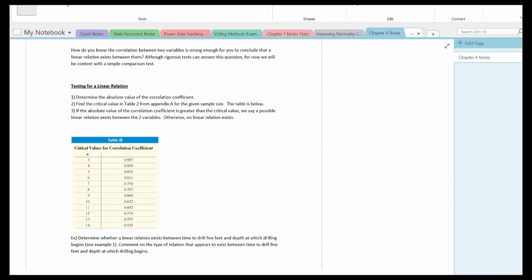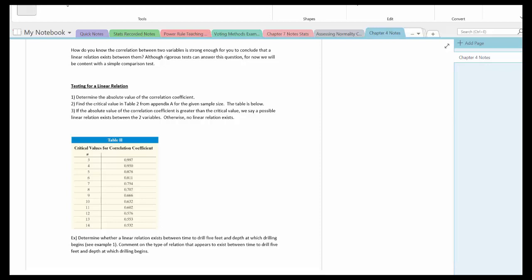Number 1, determine the absolute value of the correlation coefficient. Number 2, find the critical value in Table 2 from Appendix A for the given sample size. The table is shown below. Number 3, if the absolute value of the correlation coefficient is greater than the critical value, we say a possible linear relation exists between the two variables. Otherwise, no linear relation exists.